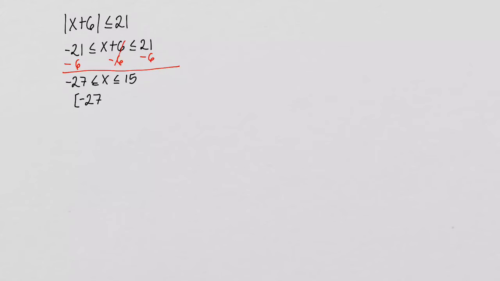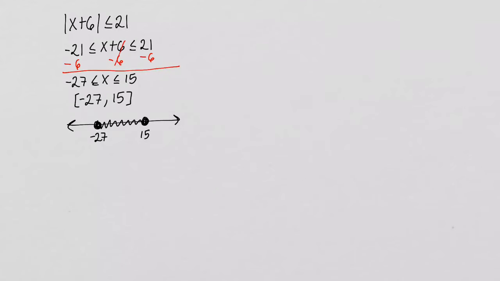So that's negative 27 to 15 in interval notation. And on our number line, negative 27, 15, closed circles, bam, just like that.